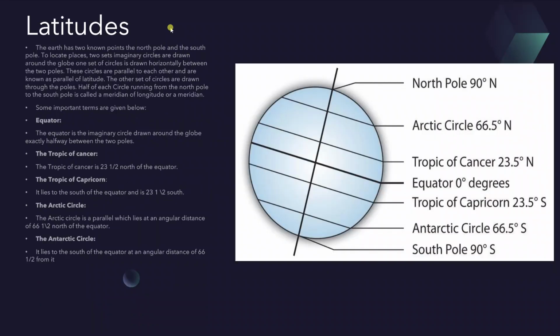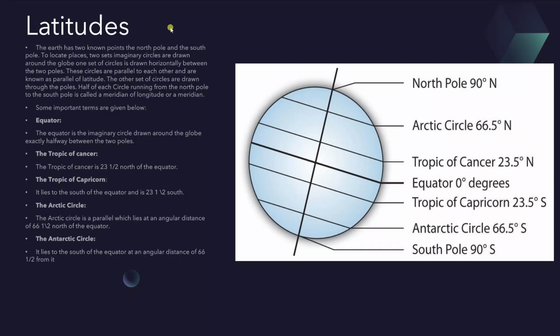Latitudes. Children, don't think it's really tough to learn this concept, it's easy. The Earth has two known points, the North Pole and the South Pole. To locate places, two sets of imaginary circles are drawn around the globe. One set of circles is drawn horizontally below the two poles. These circles are parallel to each other and are known as parallels of latitude.